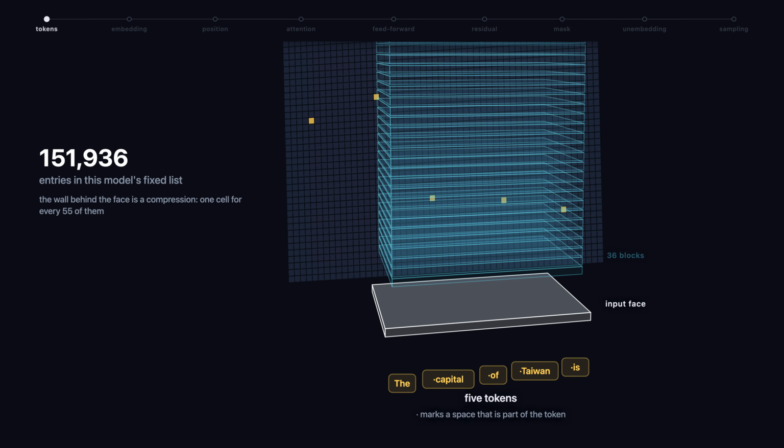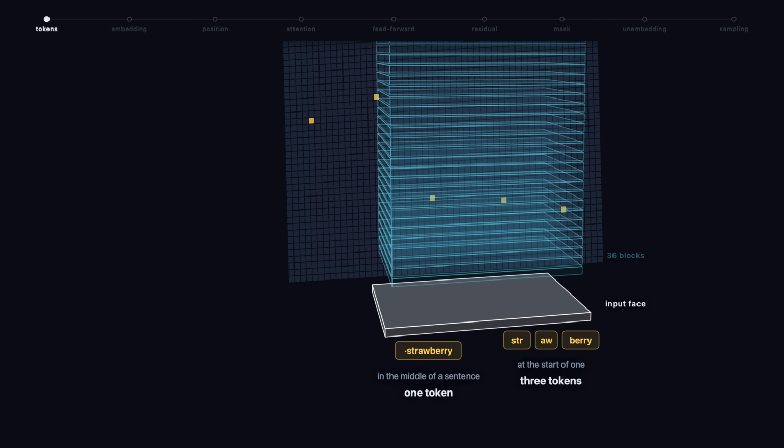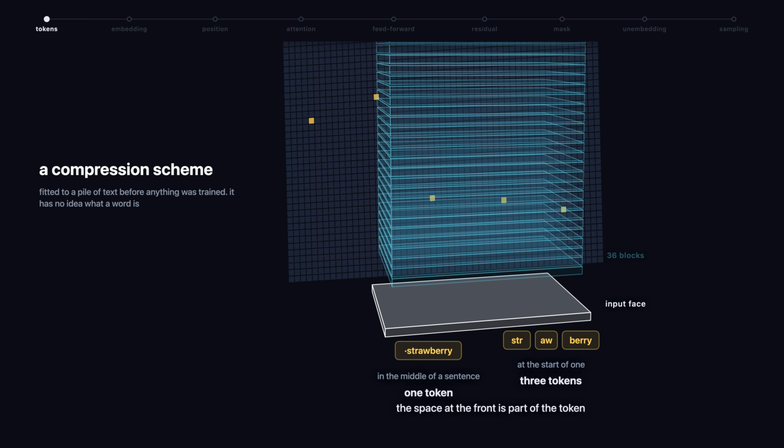That looks like words. No, it is not words, and the difference matters more than it sounds. Here is the same list applied to one word, strawberry. In the middle of a sentence, strawberry is a single token, one number. At the start of a sentence, the same word is 3: star, aw, berry. Same letters, same meaning. Different number of tokens because one of them has a space stuck to the front and the other doesn't. That is not a bug, and it is not a rare edge case. It is what tokenization is, a compression scheme that was fitted to a pile of text, and it has no idea what a word is.